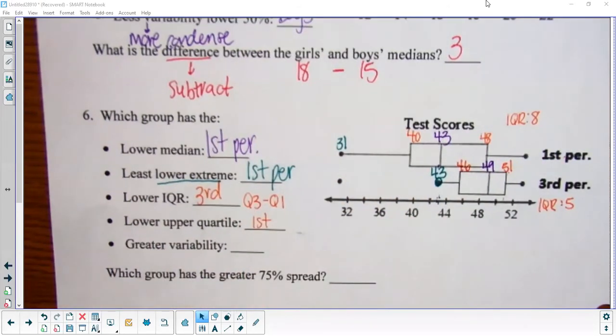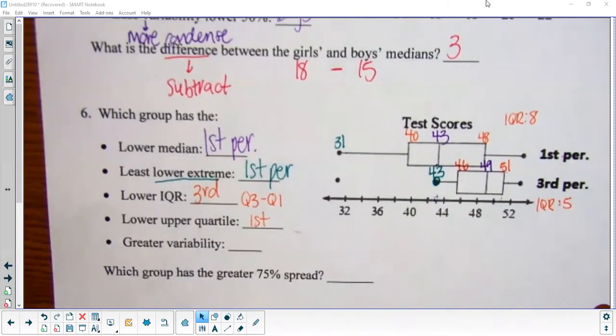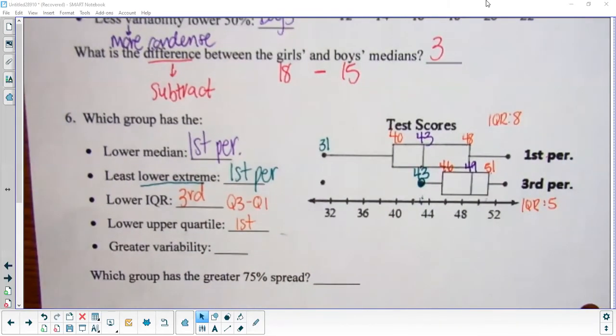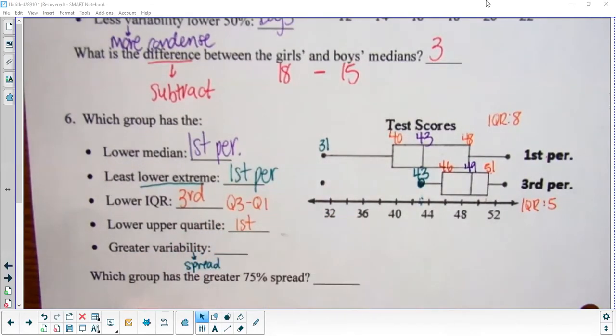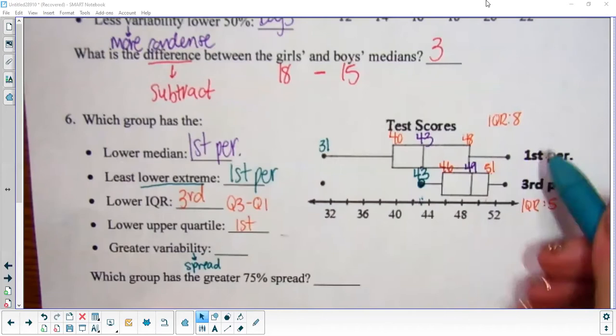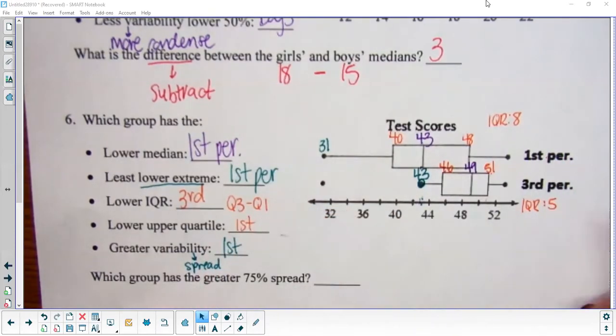All right, and then the greater variability. Now, variability is the one where we're looking for data that is the most spread, the one that has all of the data spread out. And that really means who has the longest whiskers, the longest box, right? So that one's going to be definitely first period. First period has the greater variability, meaning all of their data is going to be spread out.